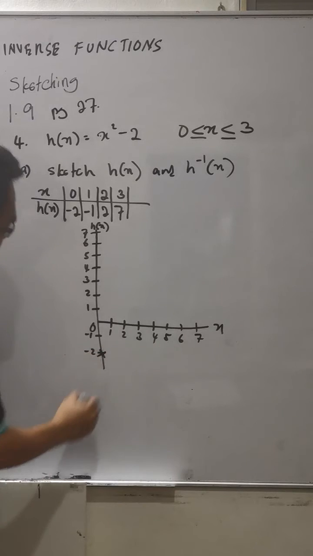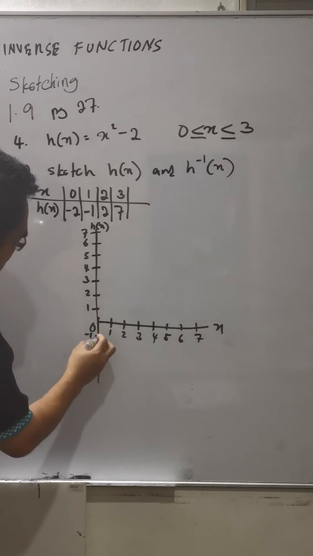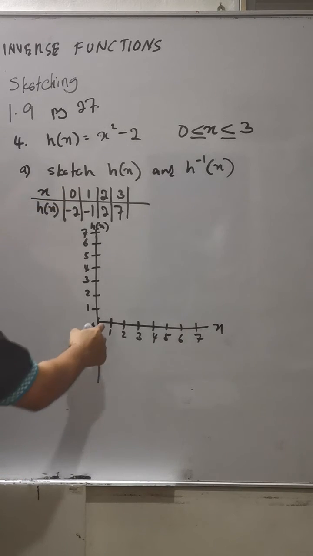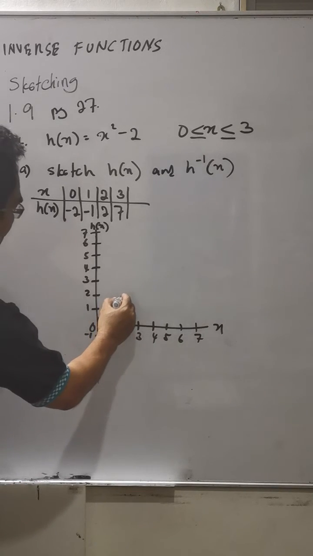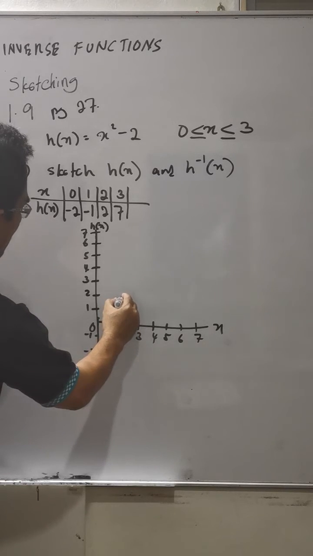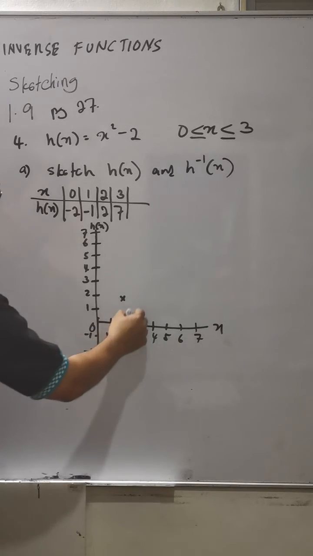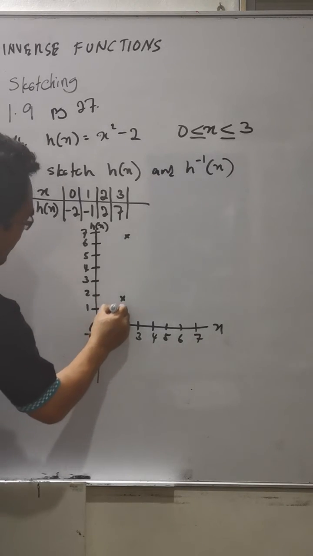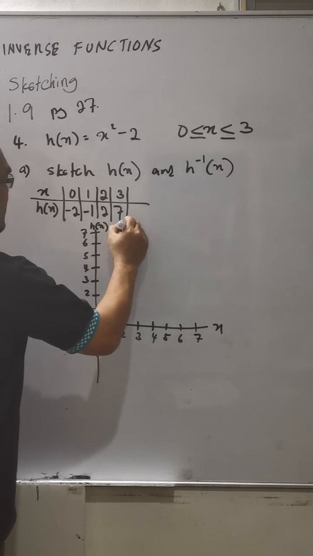Now plot 0, negative 2, it will be here. Then 1, negative 1 will be here. Then 2, 2 will be here. And then 3, 7 will be here. Okay? And we connect the graph, it will be like that. Okay, this is h(x).